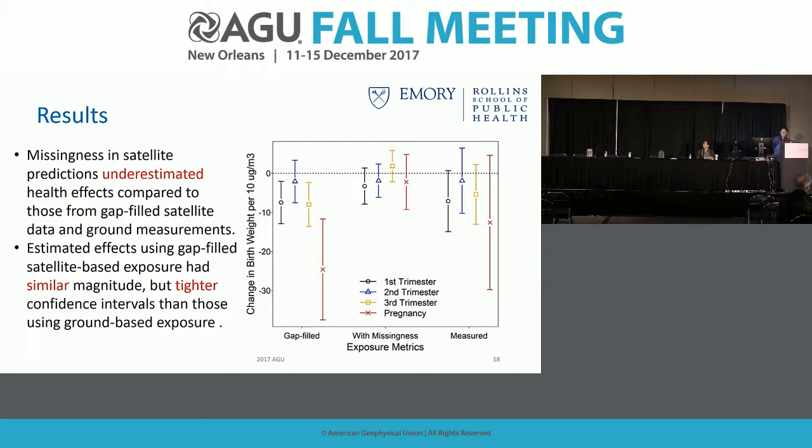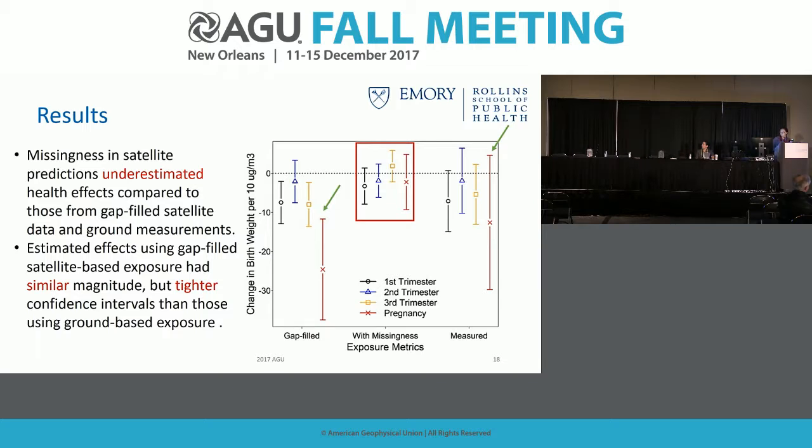And this figure shows the comparison result across different exposure metrics using gap-filled satellite data, satellite data with missingness, and ground measurement. We noticed that missingness in satellite data underestimated the health effects compared with those from gap-filled satellite data and ground measurements. We also noticed that the estimated effects using gap-filled satellite data had similar magnitude but tighter confidence intervals than the ground-based exposure.